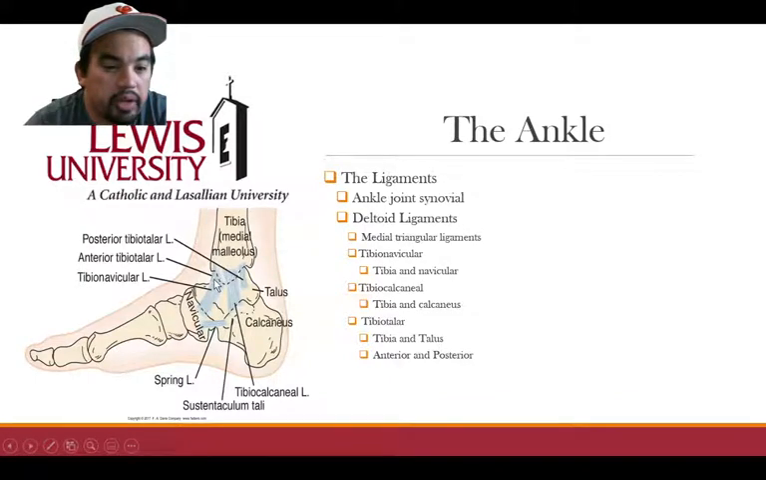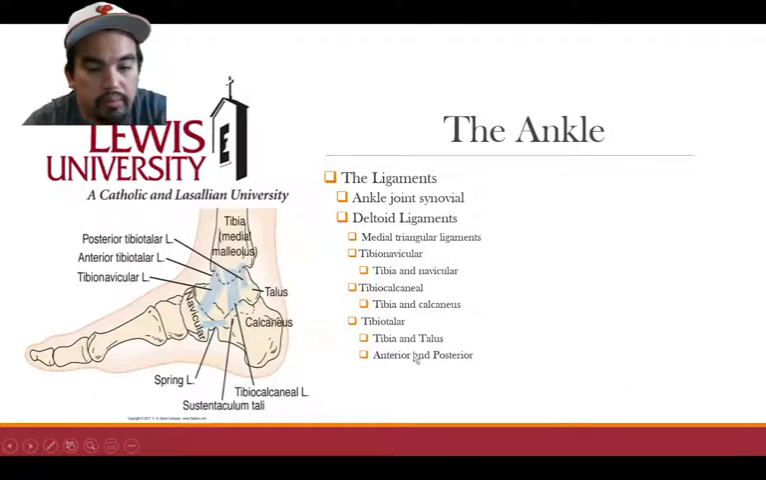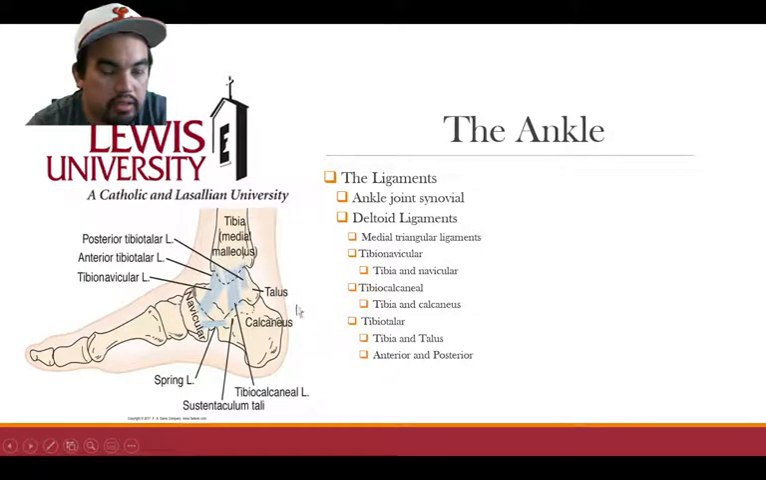Then we have the tibio-calcaneal. So what would that support? Tibia, calcaneus. Okay, so that's there. We have the tibio-talar, which is in the back, so the tibia and the talus, and that supports anterior and posterior motions of that talus for us.